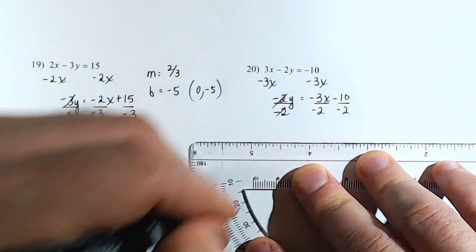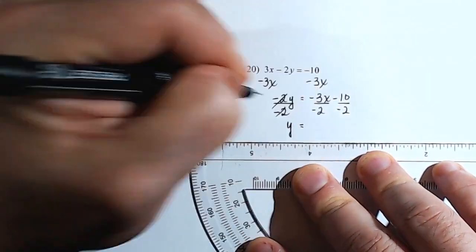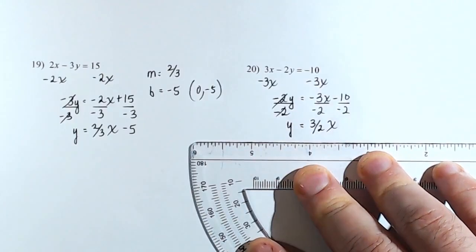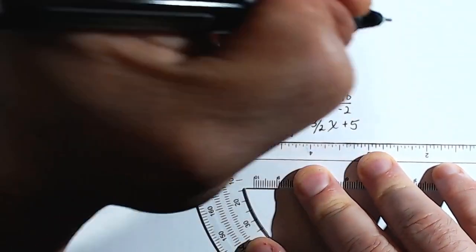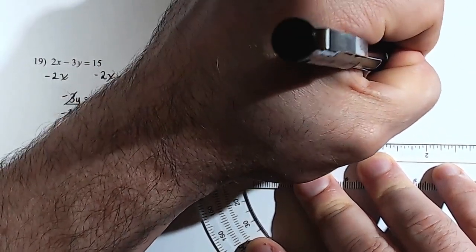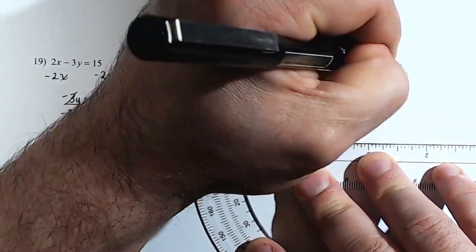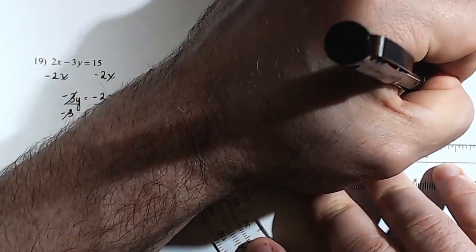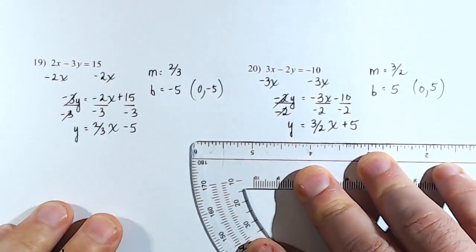Cancel, cancel. We have y equals 3 over 2x plus 5. So m equals 3 over 2 and b equals 5, which can be written as (0, 5).